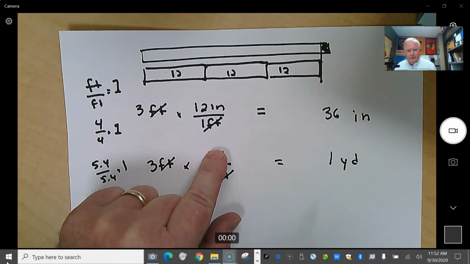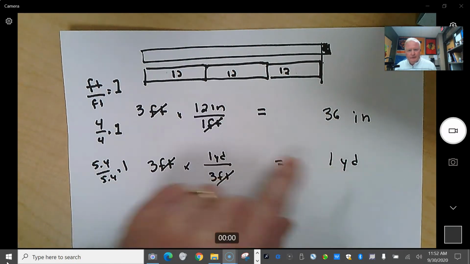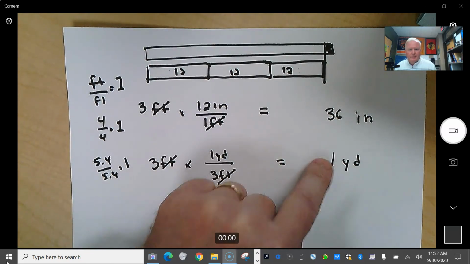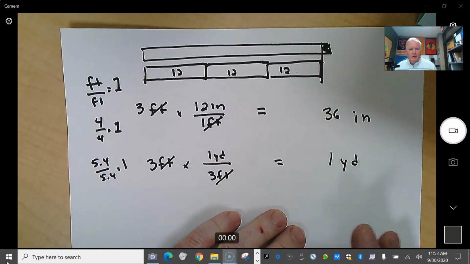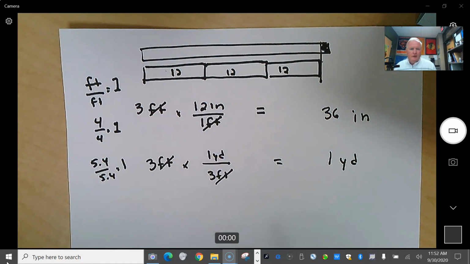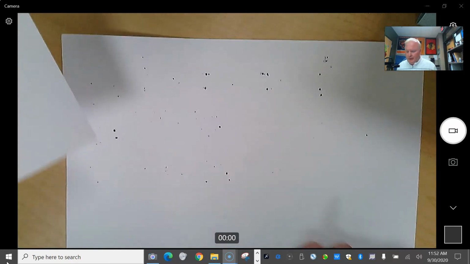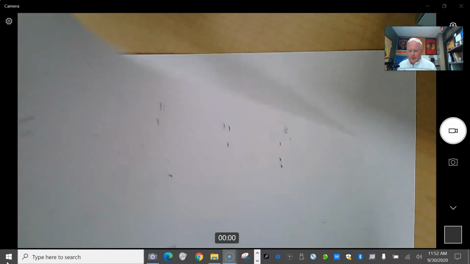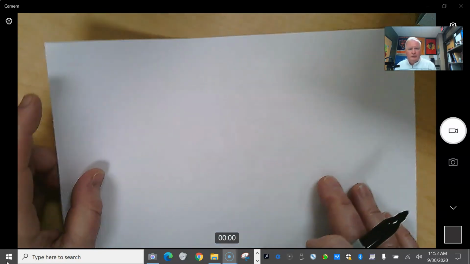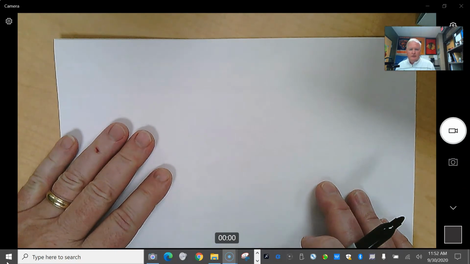3 times 1 in yards, divided by 3. So 3 times 1 divided by 3, we get 1. So we already know that. And so how did we do this? Let's learn how to build a conversion factor. So the way that we're going to do it now is we're going to do a problem that we've never done before. Okay, let's do it in a way though that we know the answer.